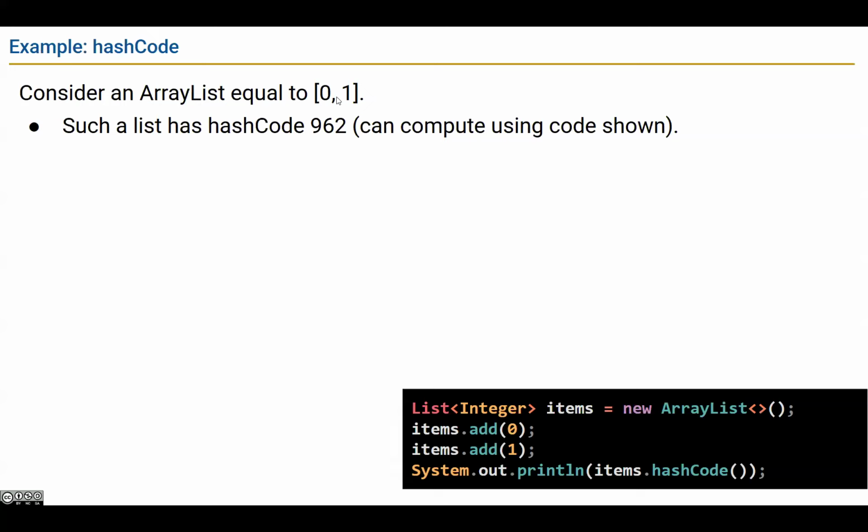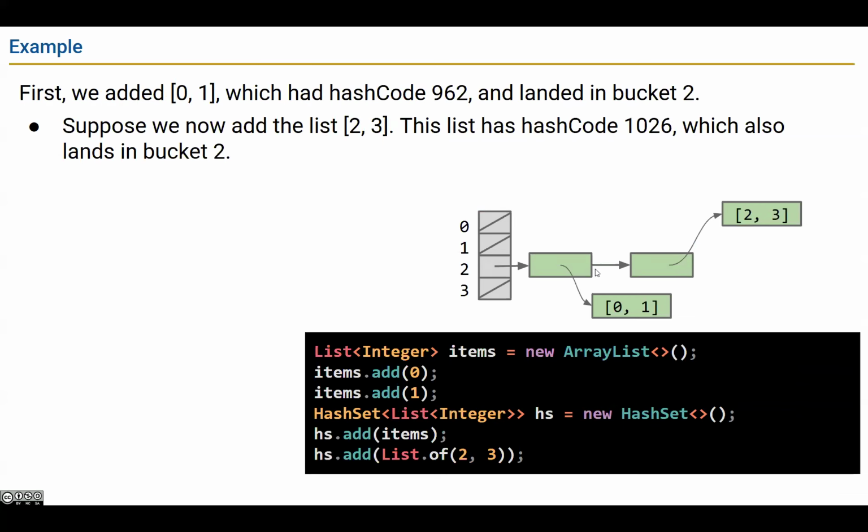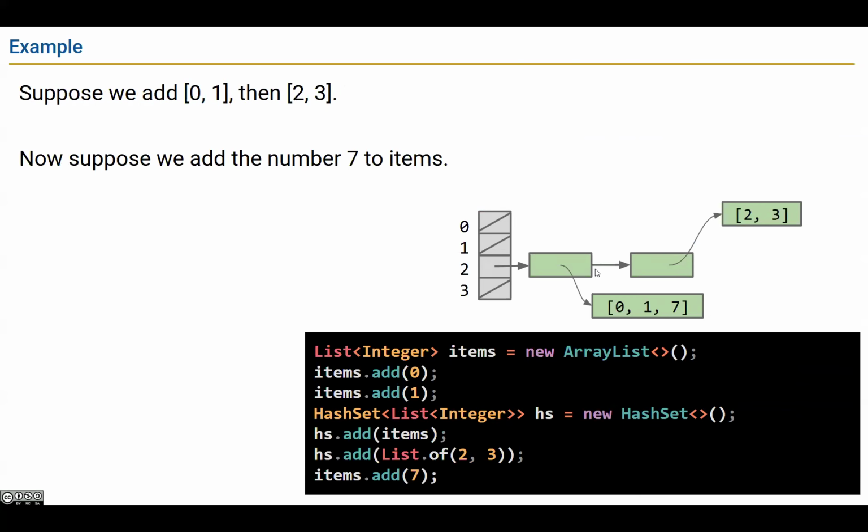And it's set to 0, 1. This is going to have a hash code of 962. If we add this to a hash set, it'll be in bucket 2. But if we add a new item, let's say 7 in here, then now 017 is going to have a different hash code. And if 017 has a different hash code, we can't find that. It might be in a different bin.